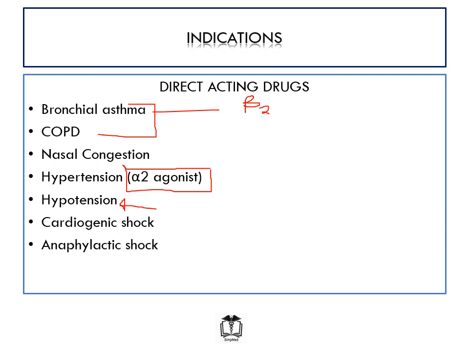Other direct acting drug indications include cardiogenic shock and anaphylactic shock. For anaphylactic shock, we prefer to use epinephrine in treating this. Epinephrine is the drug of choice for anaphylactic shock. So please do note this.